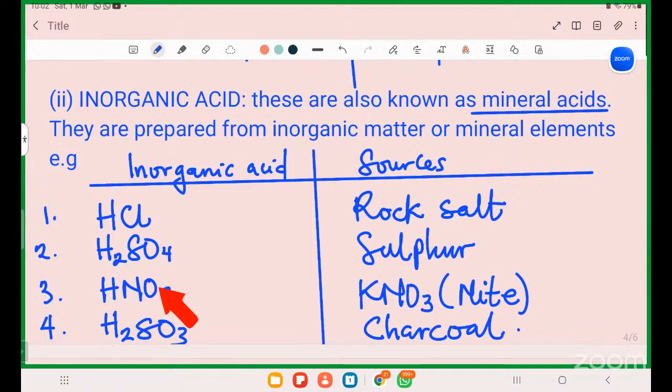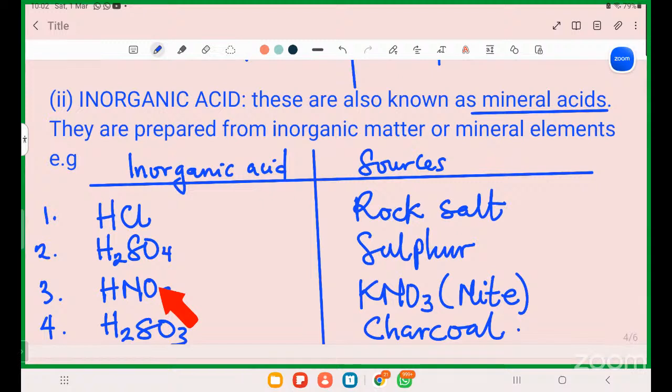Chat box. H2SO4 will be 2 basicity of acid. Yes, H2SO4 will be 2 basicity of acid. Okay, already answered.